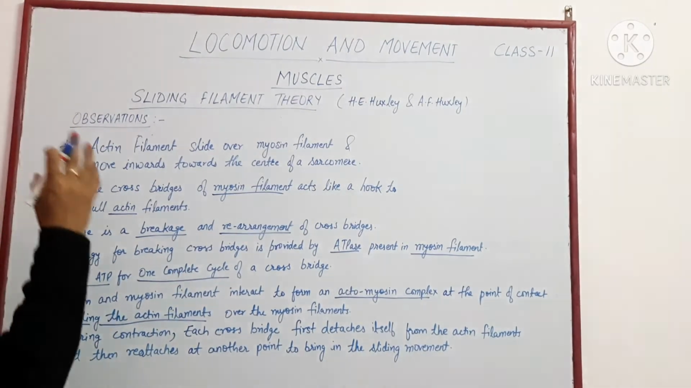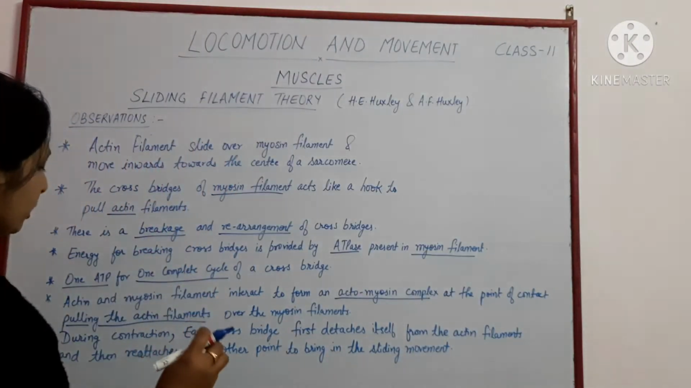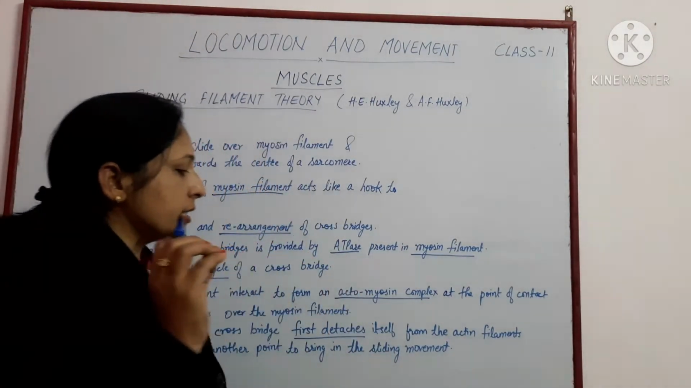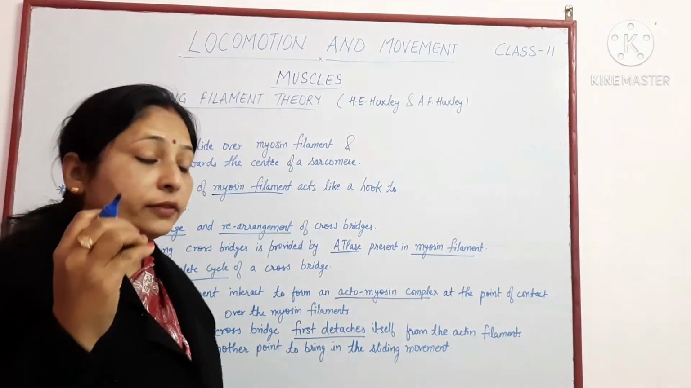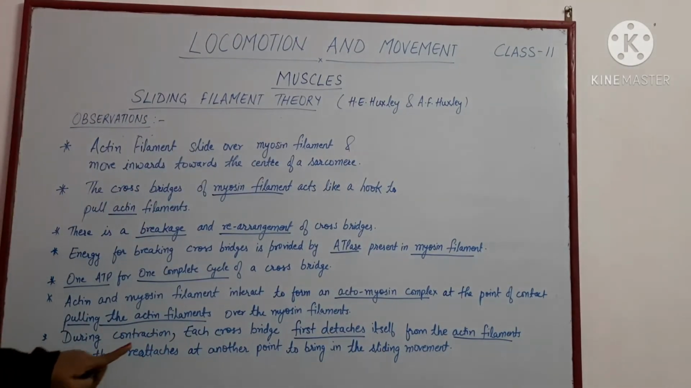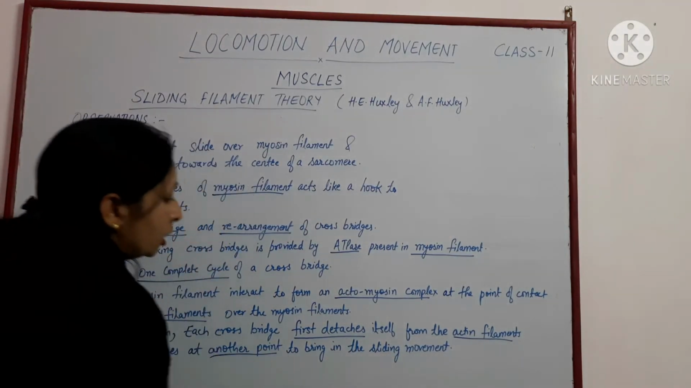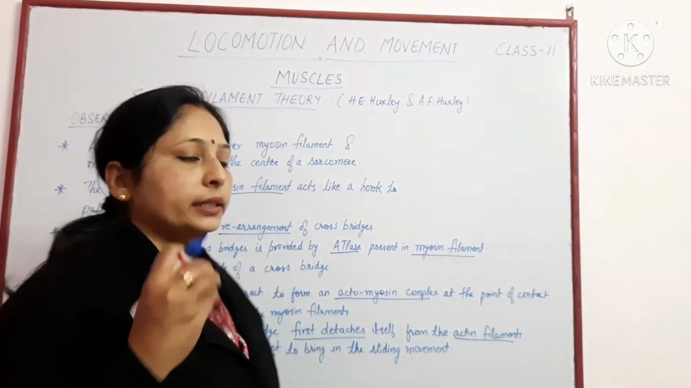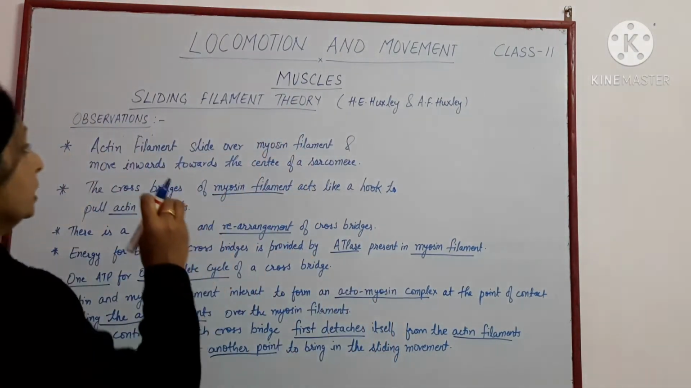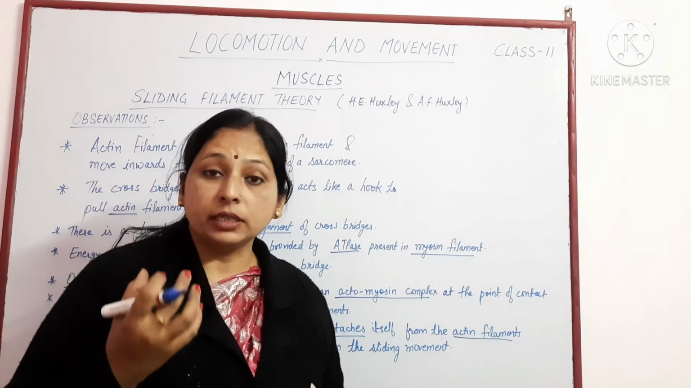the contraction. All these steps take place during the contraction phase, and during the contraction each cross bridge first detaches itself from the actin filament and then reattaches at another point to bring about a sliding movement. The name of the theory is the sliding filament theory, just because of the sliding movement of actin and myosin over each other.